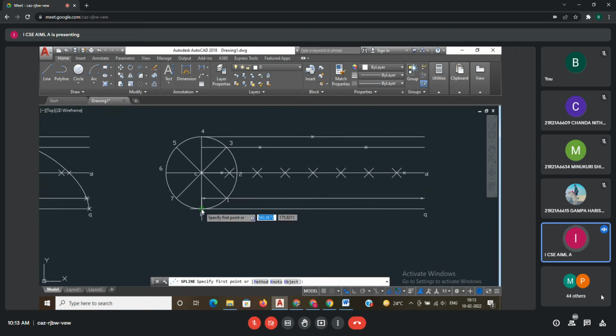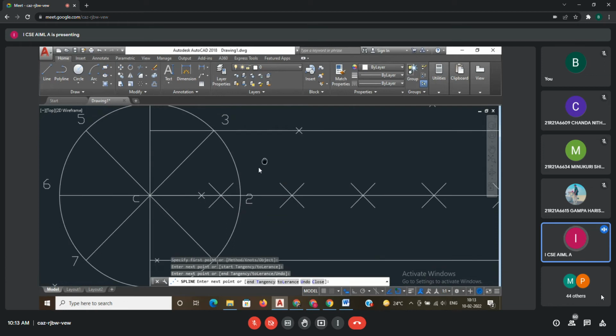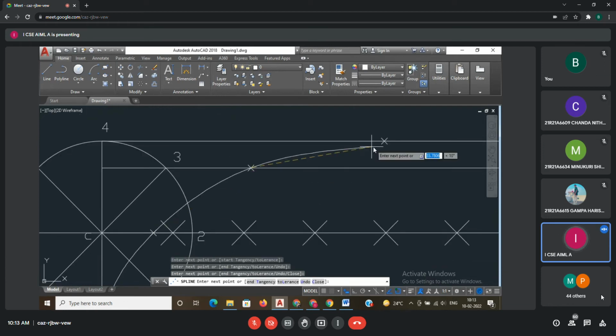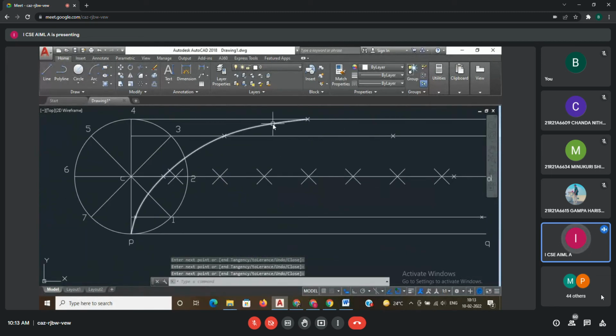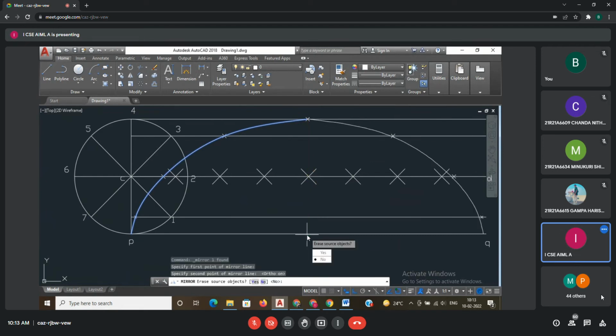Otherwise, go with half revolution, means half the points. You have to start from the base point. This is your P1, next P2, P3, and P4. Then escape. Select this arc, go for mirror option. Select the base point, and here also you can select the base point. Automatically we will get it.